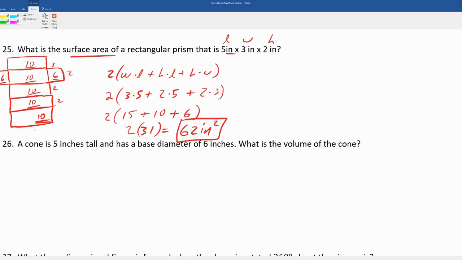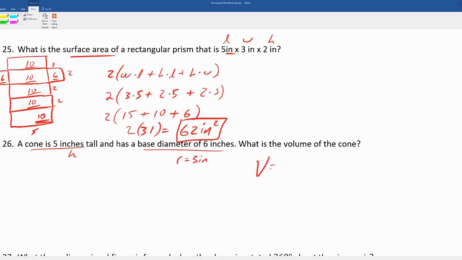All right, a cone. And they give us the height. Lovely. They give us the base diameter of 6. So that means our radius is half that, right? Which is what's half of 6? 3. 3 inches. What is the volume of the cone?